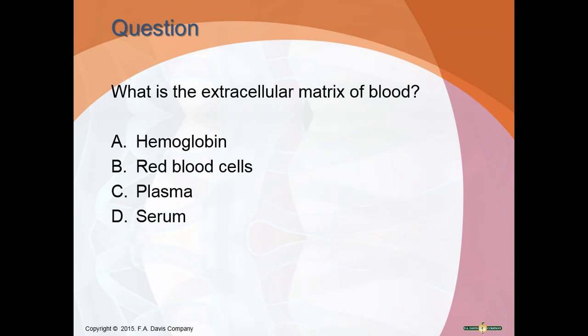So what is the extracellular matrix of blood? It is plasma. Hemoglobin is the oxygen-carrying component of red blood cells, RBCs. RBCs are one of blood's formed elements, and serum is plasma with clotting proteins removed.